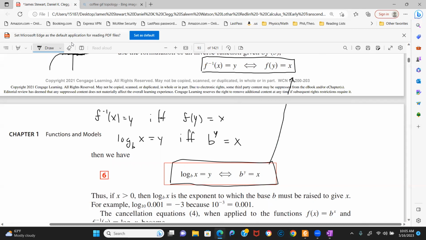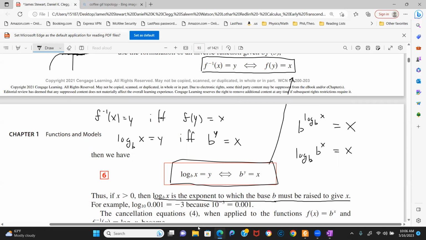And so what this says is that the log base b of x is the exponent to which you have to raise b to get x. So in other words, you can say that b to the log base b of x is equal to x, or you could say that log base b of b to the x is equal to x. And these are just the cancellation properties of the inverse function.